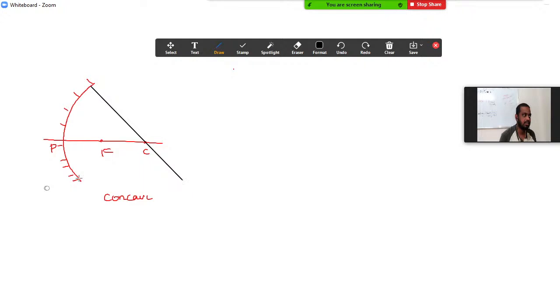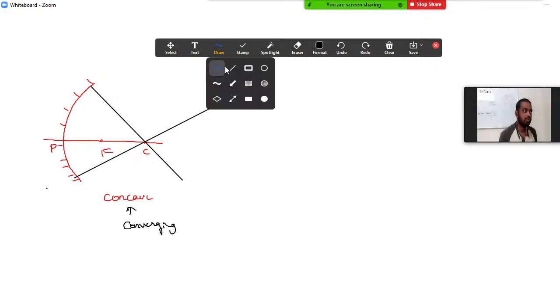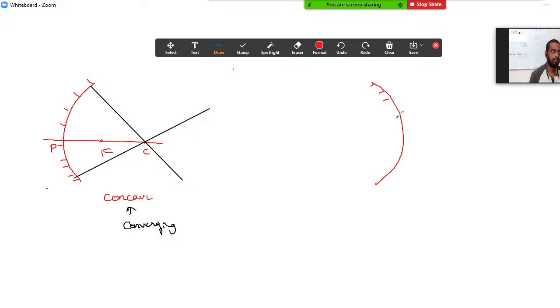Clear? These are all the normals. So concave mirror will have converging normals. And coming to the convex mirror, we will have diverging normals. We will discuss all those terms. Just now I am telling how to draw the normals.